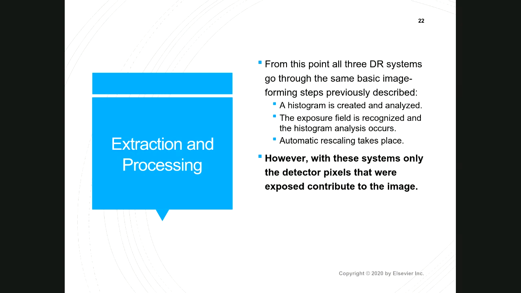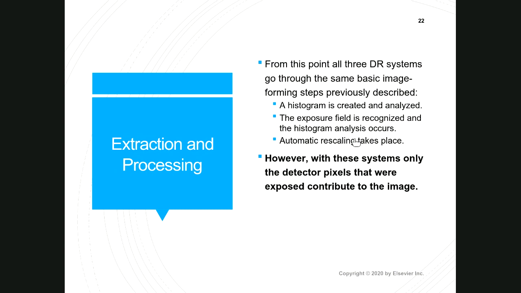And they tell you that regardless of which one you use, one of the 2 indirect or the direct capture, all three systems at this point go through the same image forming steps. There's a histogram that gets analyzed. So you create the histogram with what your exposure was. It's analyzed and compared to a stored histogram that represents like a diagnostic image.